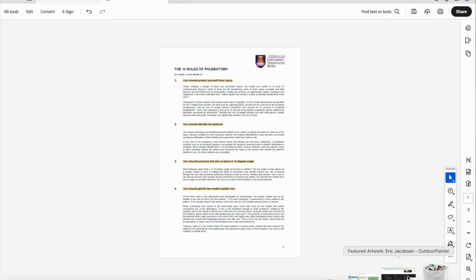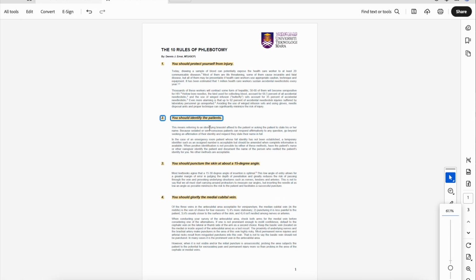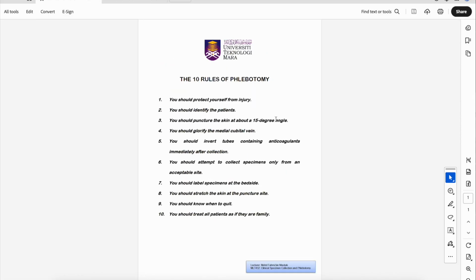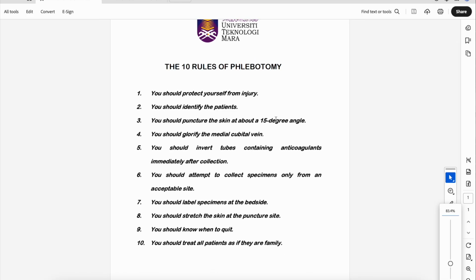As a conclusion, these 10 rules form the foundation of safe, effective, and compassionate phlebotomy practice. They address technical competence, safety protocols, and professional ethics, all essential elements of your role as a medical laboratory technologist. Master these principles, practice them consistently, and remember that every patient interaction is an opportunity to demonstrate your professionalism and provide excellent care. Your technical skill will develop with experience, but these fundamental rules will guide you throughout your career.